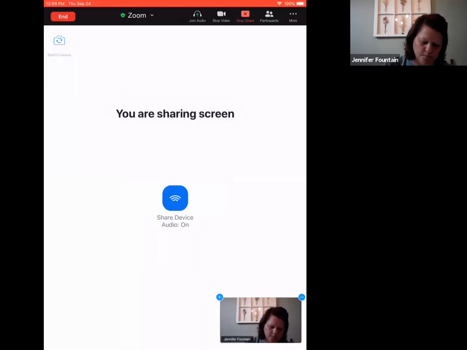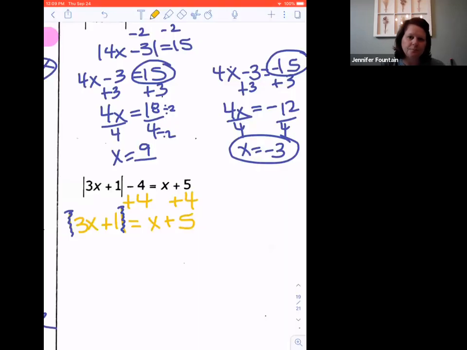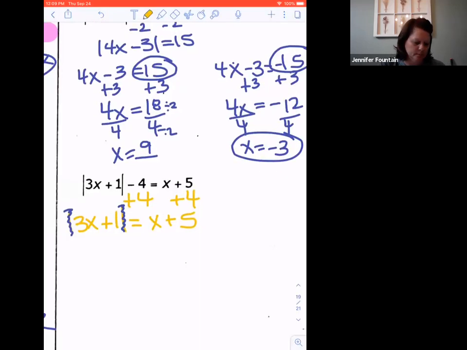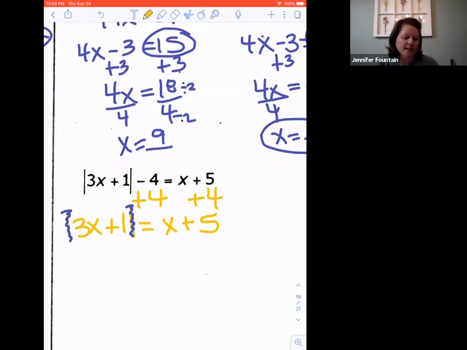I don't think screen share is on. Oh, okay, let me get it back, sorry. There we go. All righty. Okay, so we added 4 to each side. Oops, and I forgot to add my 4.